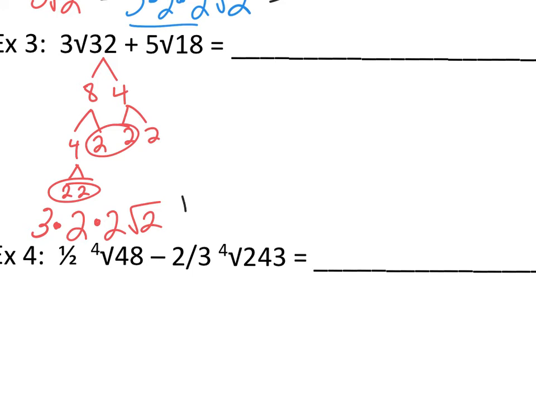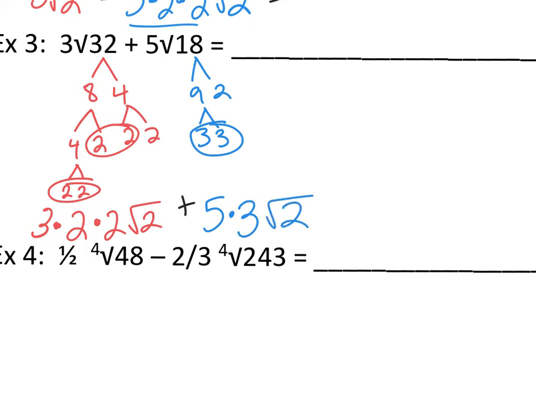Yep, we are adding, so we're going to do a plus sign here. Now this term, 18. 9 and 2. 3 and 3. How many groups of 2? Just 1, and it is a 3. So we have our coefficient times 3 times square root of 2. Good.